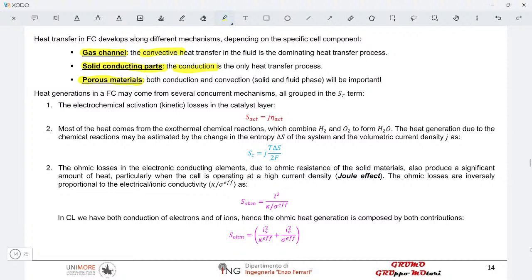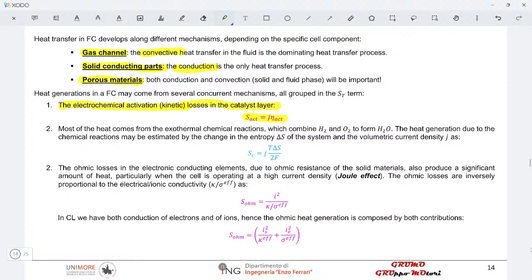Now, the first contribution to the source term of energy: activation overpotential. So the activation overpotential generates some heat, and again, this only happens at the catalyst layer. So a first cause for heat generation at the catalyst layer is the overcoming of the overpotential related to the activation. So this is a first motivation for heat generation.